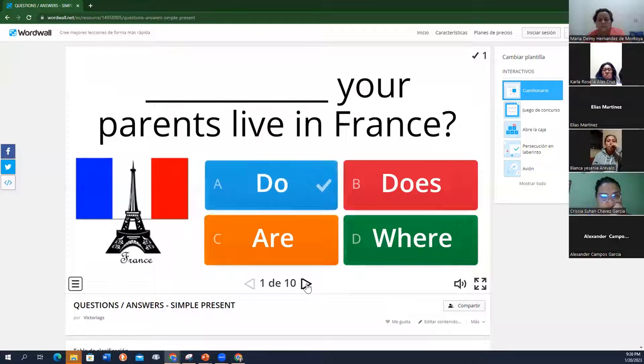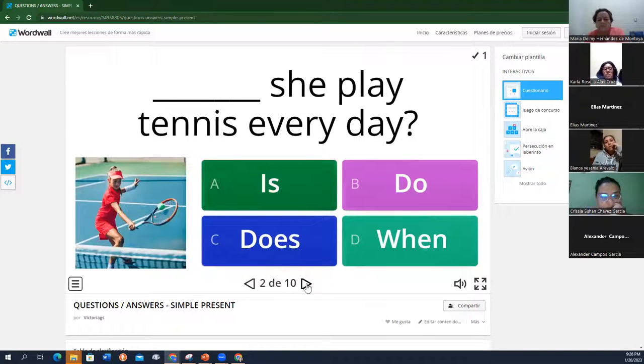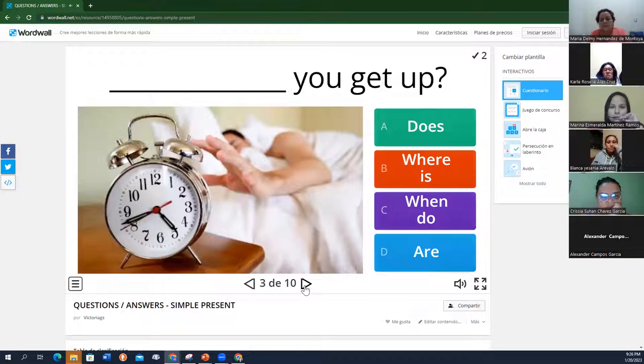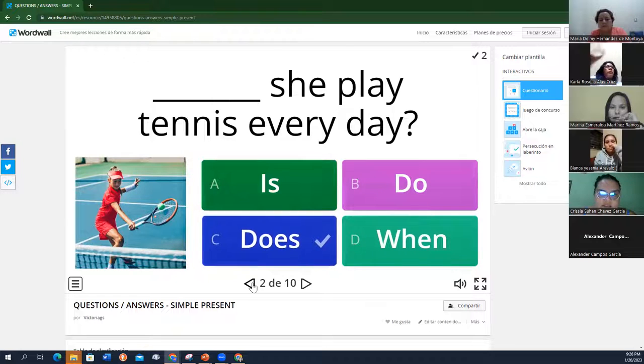Okay. Number two. Does she play tennis every day? Right. Very good. En la anterior no se usa el is porque se escucharía más o menos como es ella jugando tenis, ¿verdad? Por eso no es el is. Porque podría ser is she plays tennis, sería como es ella jugando tenis.